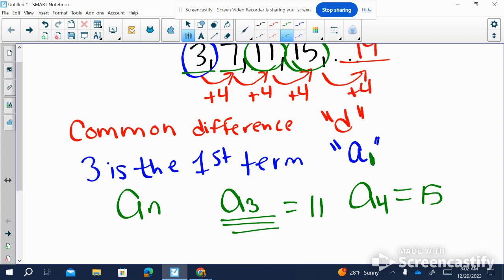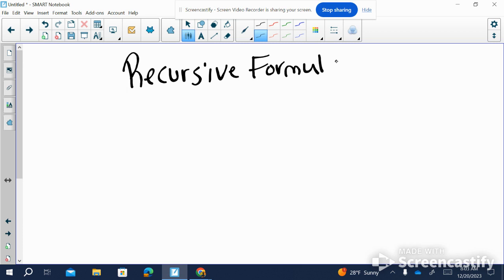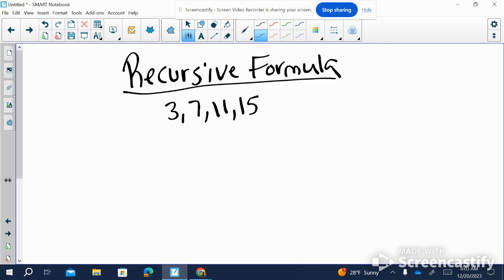There is a formula in order to get the next term and the next term and the next term. Okay? This is called a recursive formula. A recursive formula is beneficial when you want to find the next few terms in the sequence. So I'm going to rewrite my sequence from before: 3, 7, 11, 15, 19, and so on and so forth.